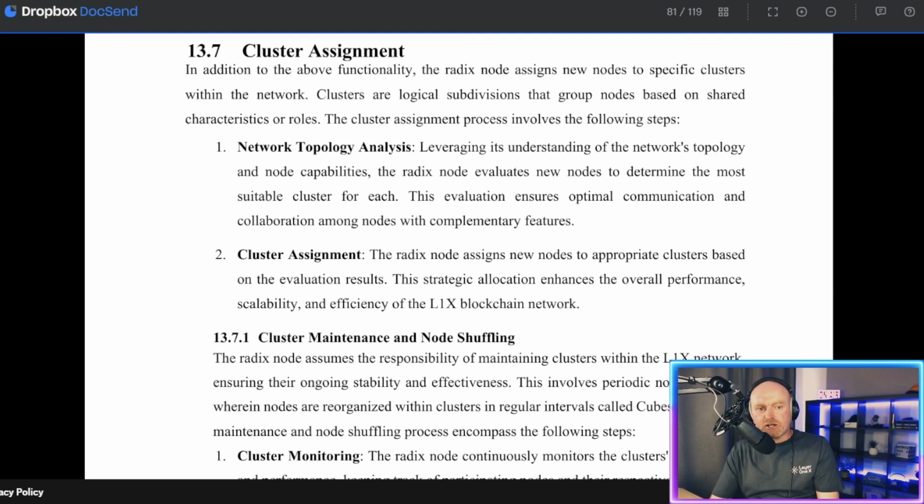13.7 Cluster assignment. In addition to the above functionality, the Radix node assigns new nodes to specific clusters within the network. Clusters are logical subdivisions that group nodes based on shared characteristics or roles. The cluster assignment process involves the following steps.